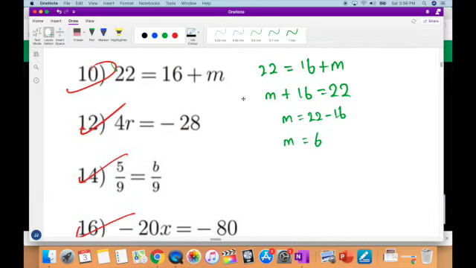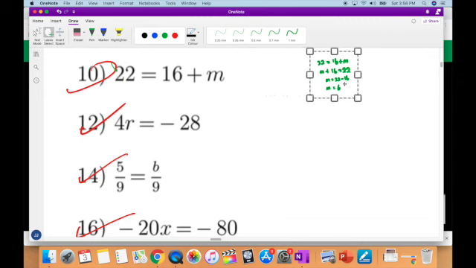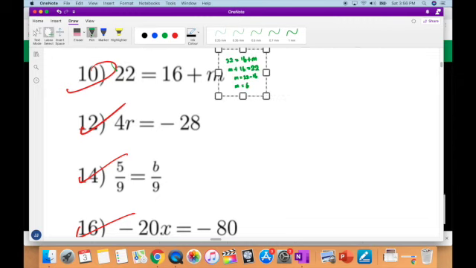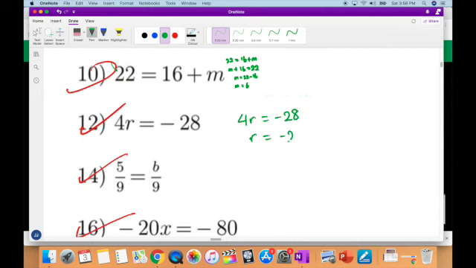Number 12. 4r is equal to negative 28. R is equal to negative 28 divided by 4, which is negative 6. No, 6 fours are 24. What's 28 divided by 4? 7. 7 fours are 28. Duh. Yeah, I'm teaching since 9 o'clock this morning. Sorry. Negative 7.